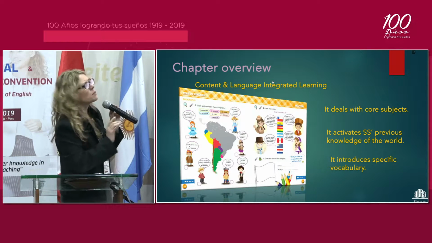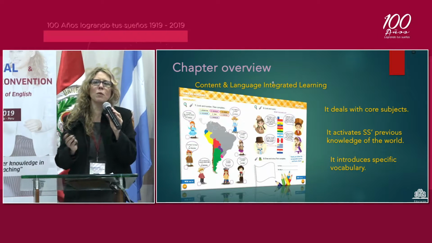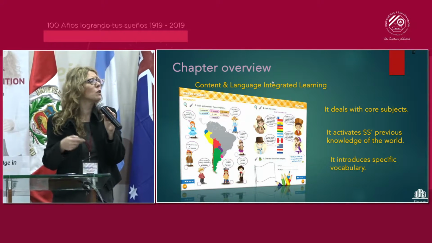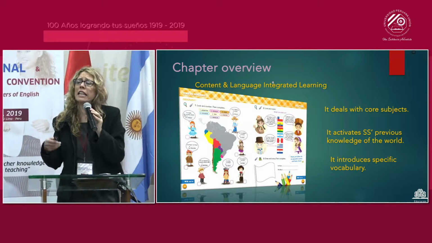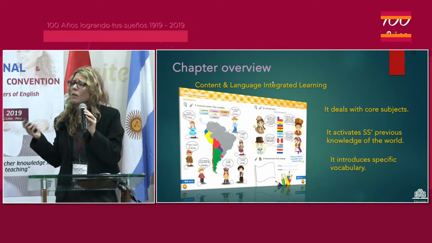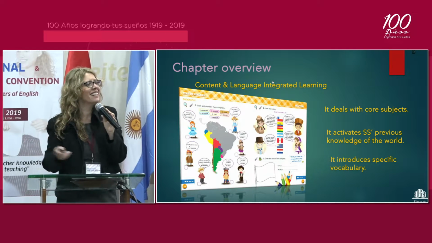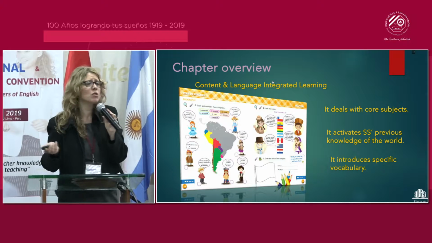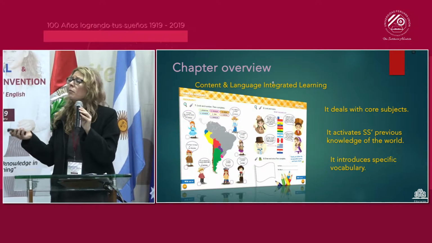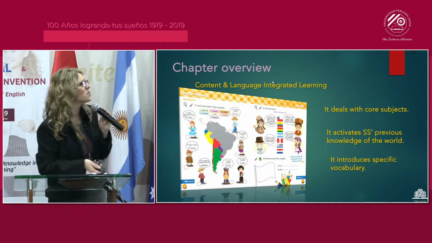Okay, this is a special section that all our books include, and is related to content and language integrated learning. Are you familiar with that? The CLIL, another methodology that we use in English. If you are not familiar, you can come to one of the workshops too.